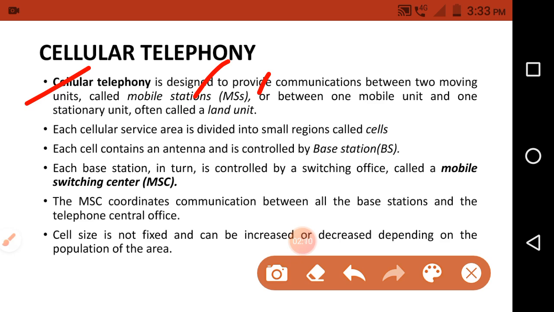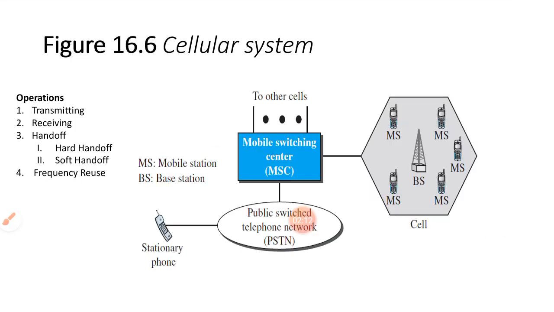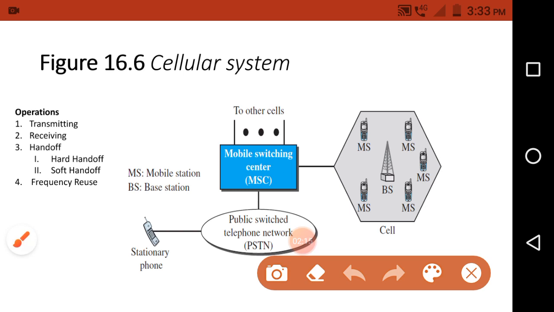So cellular telephony provides communication between two mobile stations, which we call a mobile unit. If the cellular telephony system provides communication between one stationary system, stationary meaning landline, and one moving system, meaning a mobile, then we call that a land unit. A mobile unit provides communication between two mobile devices, and a land unit provides communication between a landline telephone and a mobile device.